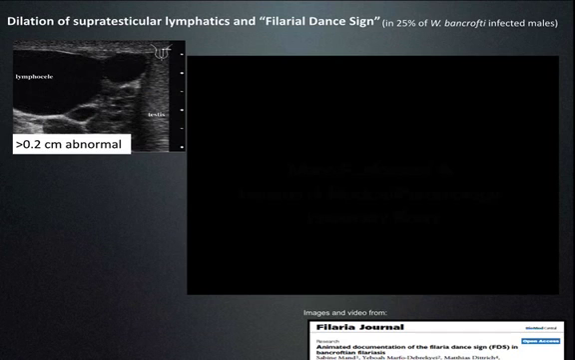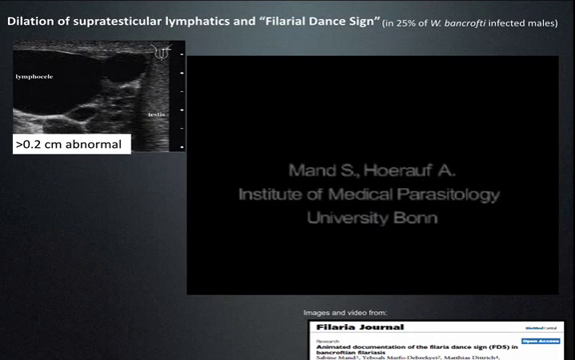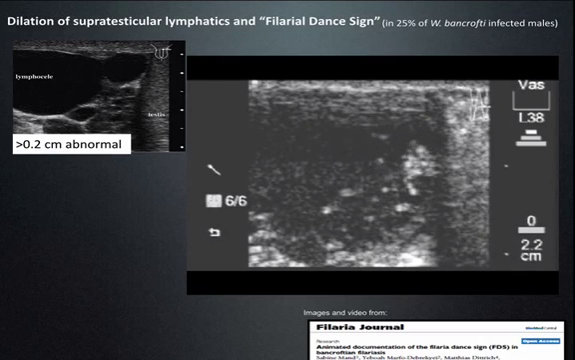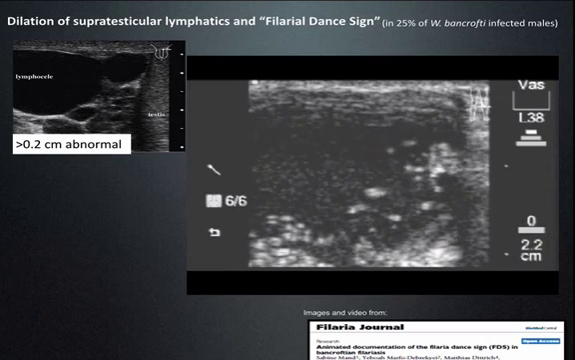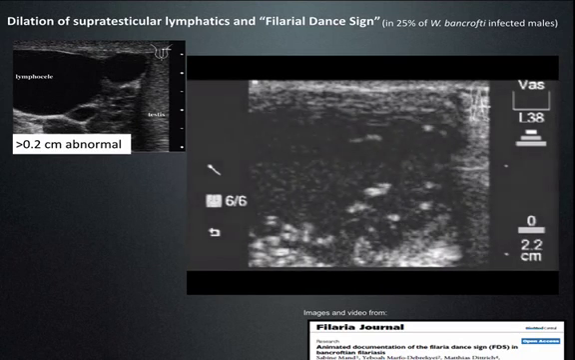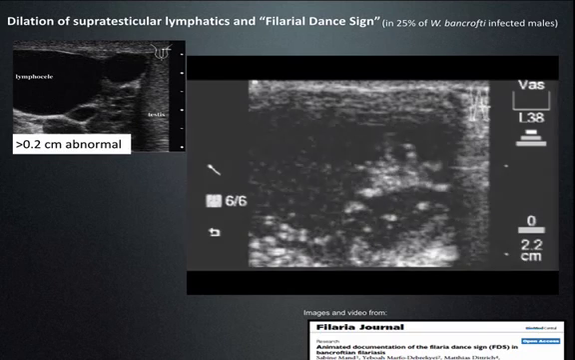The use of ultrasound in lymphatic filariasis mainly targets hydrocele. Ultrasound is first of all useful to elucidate the parasitic etiology of the hydrocele. Using a high-frequency linear probe, it is possible to evaluate the dilation of the supratesticular lymphatic vessels. The use of Doppler easily differentiates dilated lymphatics from blood vessels.